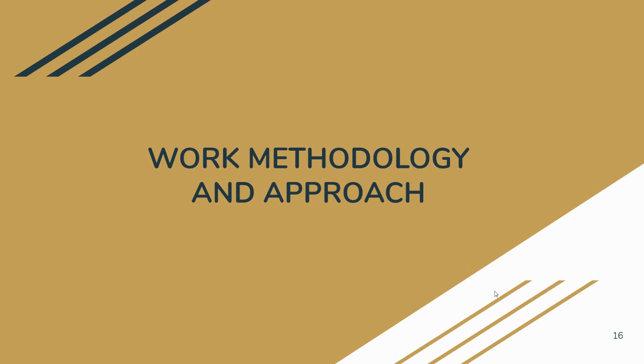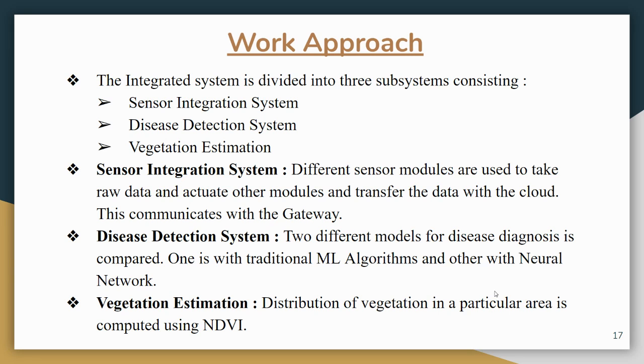Now comes the work methodology and the approach. This integrated system is basically divided into three subsystems consisting of the sensor integration system, the disease detection system, as well as the vegetation estimation system. The first system, the sensor integration system, consists of different sensor modules that are used to take raw data and actuate other modules, and transfer the data to the cloud, which communicates through the gateway.